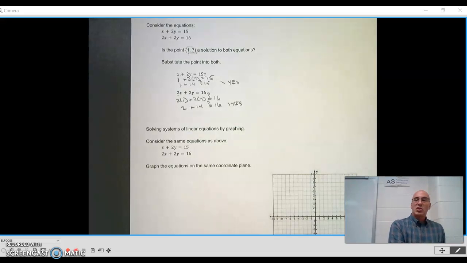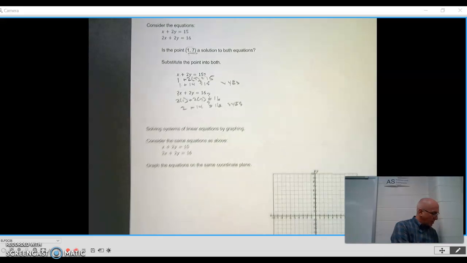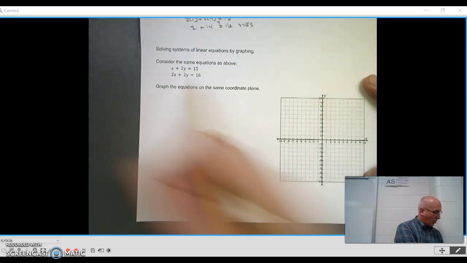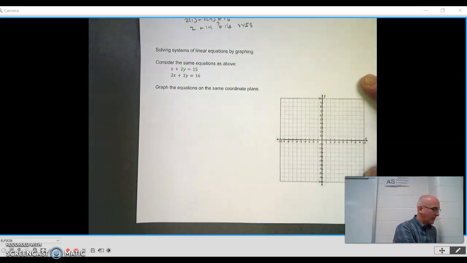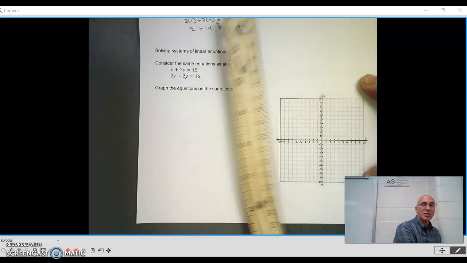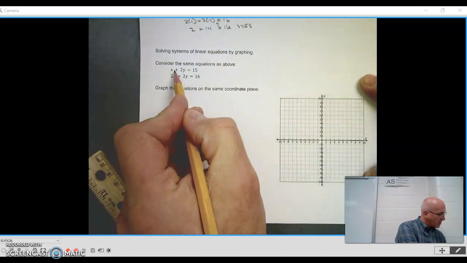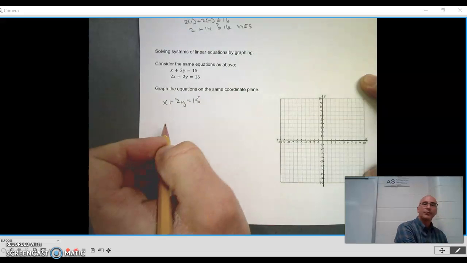Now, let's use graphing to help us solve these equations. Let's use the same equations as before, and we are going to graph them both on a coordinate plane. I've been kind of lenient lately about using a straight edge, but we need to use a straight edge for graphing. Otherwise, we are just going to get all confused. So let's look at the first one: x plus 2y equals 15.